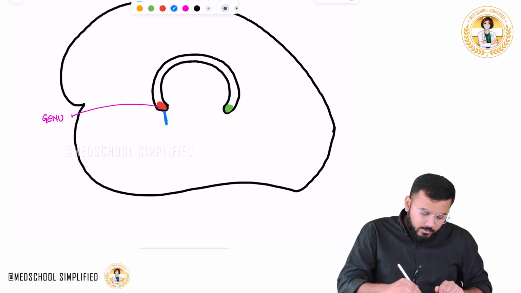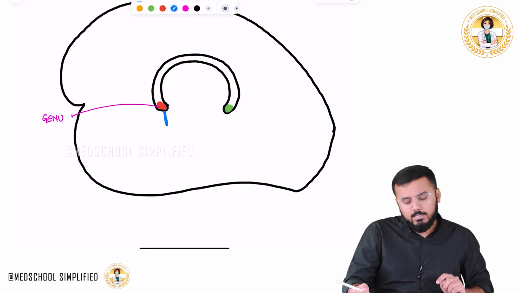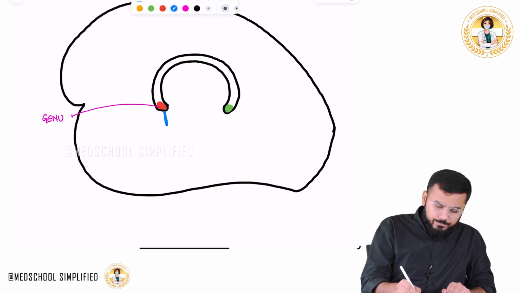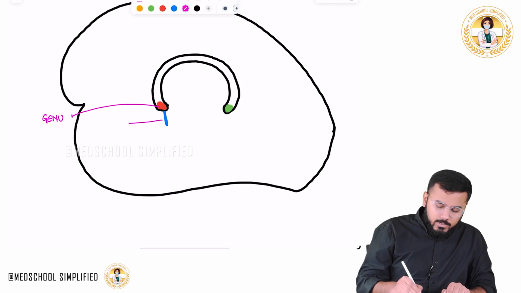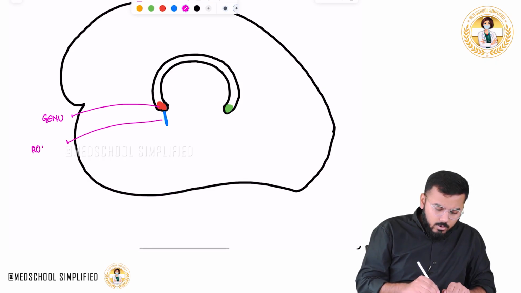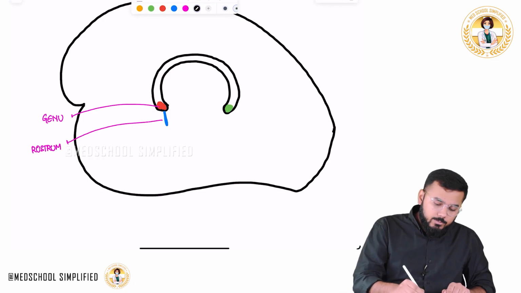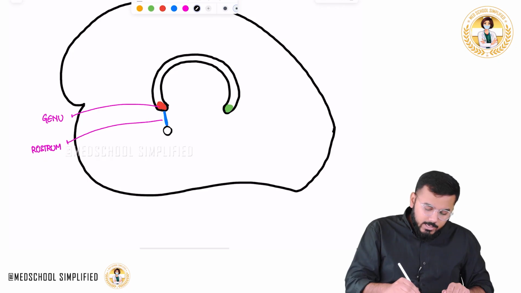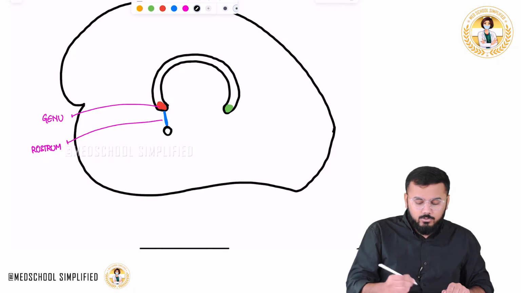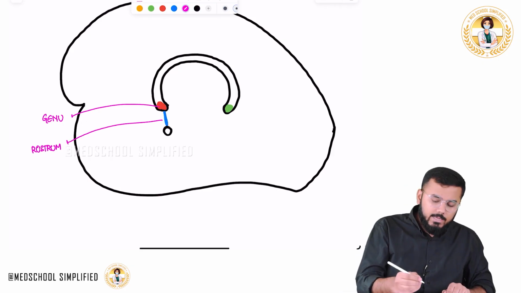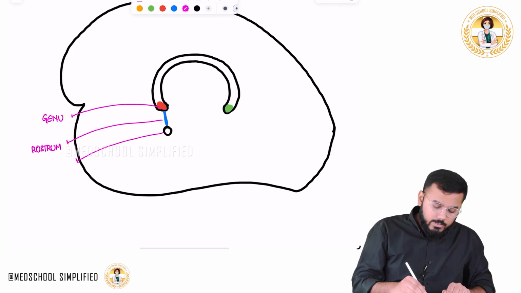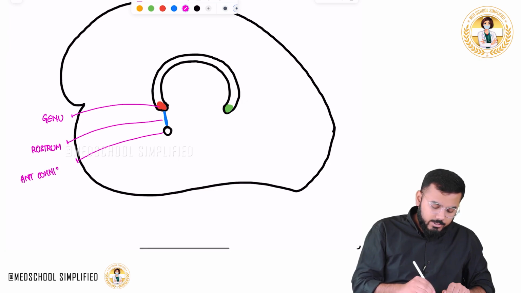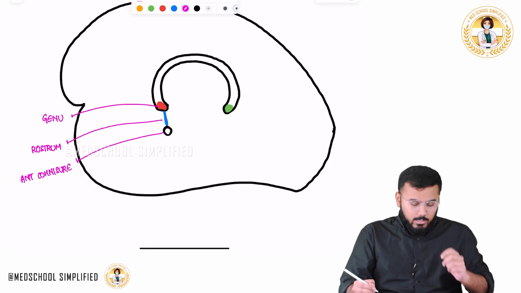Just beneath this genu, you have got a structure that is hanging down like this. This structure over here is called the rostrum. Just beneath the rostrum, you have got another structure like this. What is this called? This is called your anterior commissure. This structure over here is called your anterior commissure.